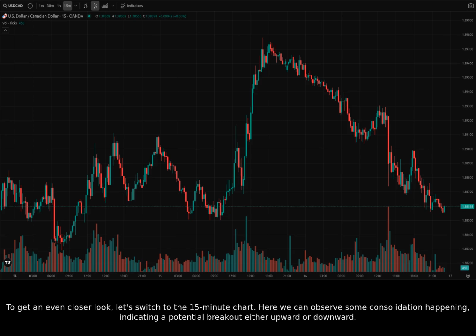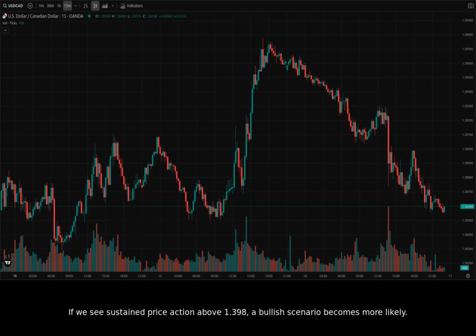To get an even closer look, let's switch to the 15-minute chart. Here we can observe some consolidation happening, indicating a potential breakout either upward or downward. If we see sustained price action above 1.398, a bullish scenario becomes more likely. Conversely, a break below 1.385 could signal a bearish continuation.